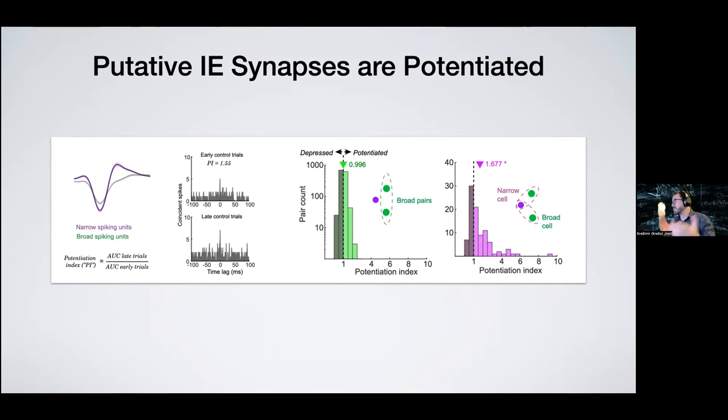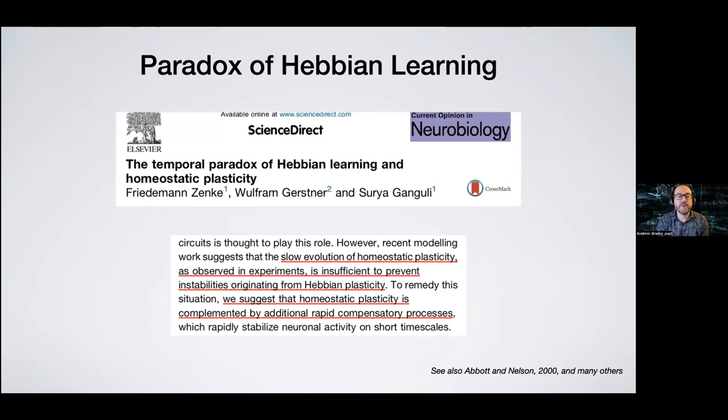But there is a review in the literature, from 2020 in Current Opinion, that makes exactly this point. It says that the slow evolution of homeostatic plasticity observed in experiments is insufficient to prevent instabilities originating from heavy plasticity, right? So if you have heavy plasticity, you actually need something much faster to keep it in check, right? And we suggest that homeostatic plasticity is complemented by additional rapid compensatory mechanisms. It could be different ones. It could be some other things that we don't really know about. But one candidate is rapid inhibitory plasticity.